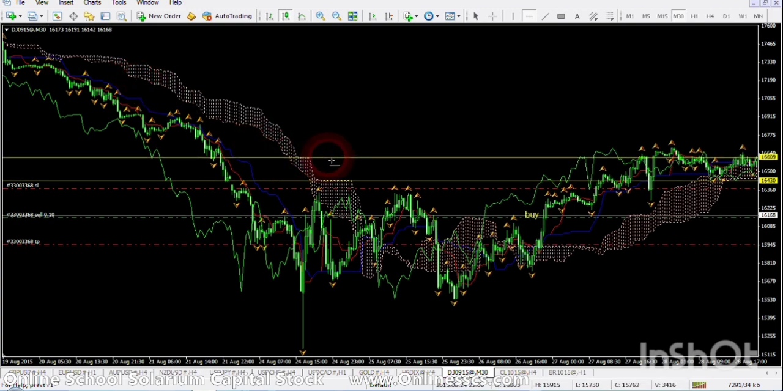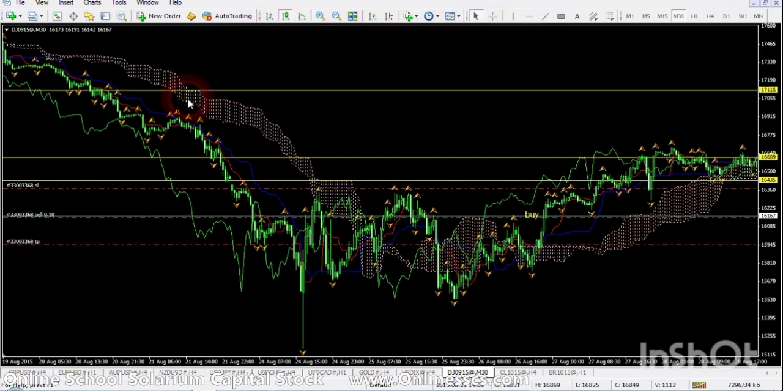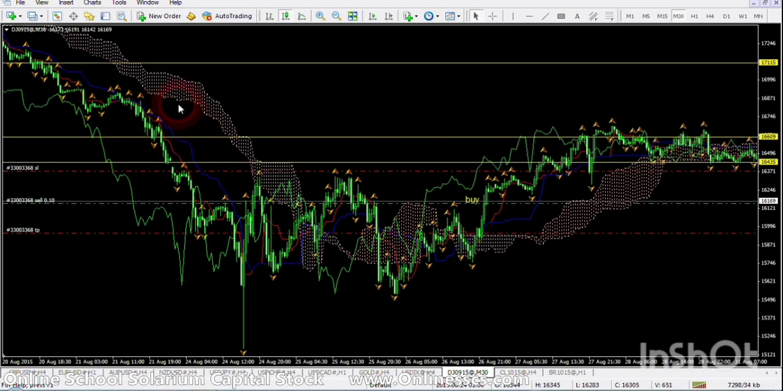I put a buy position here. Here I put a buy position. And I put my TPs according to this cloud. This flat is in here. But it needs to be fixed. And here.